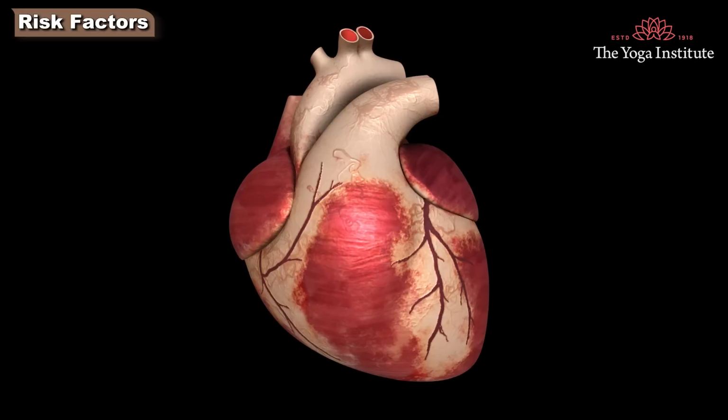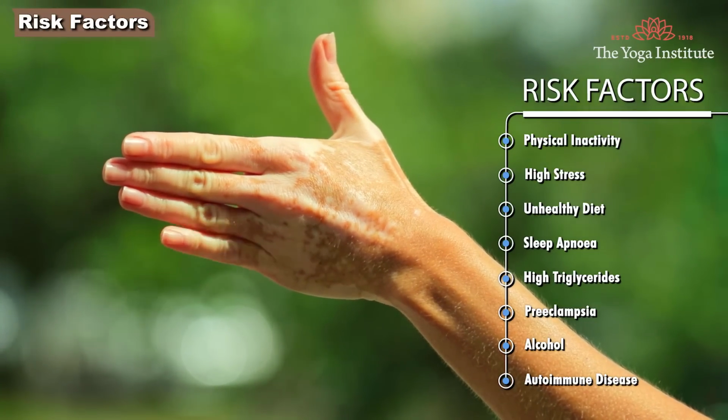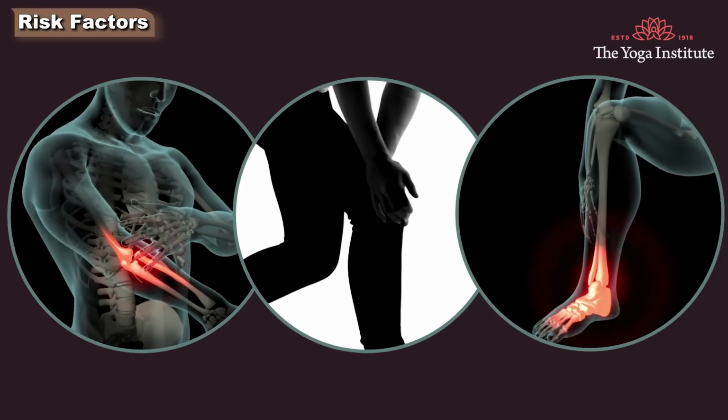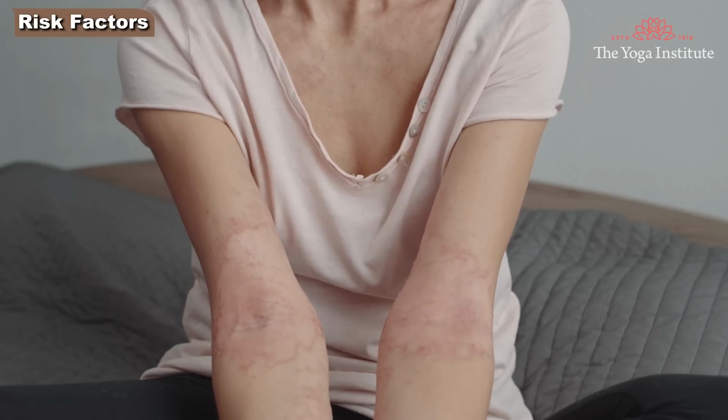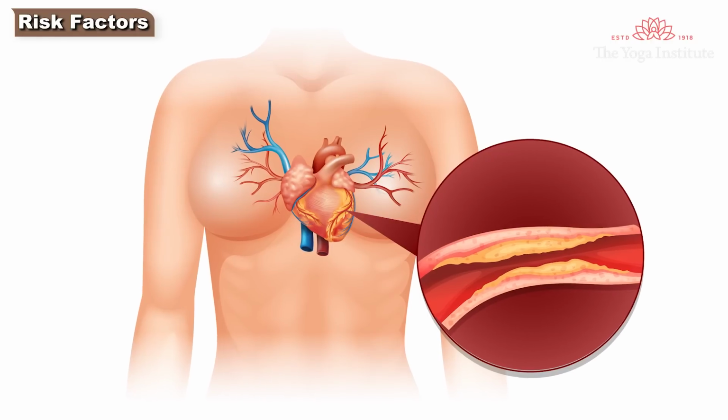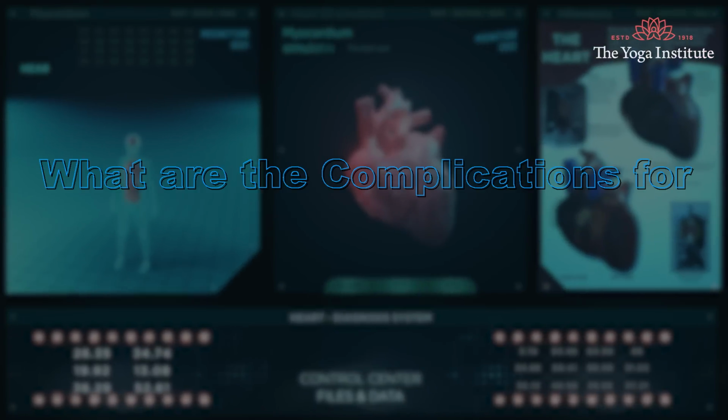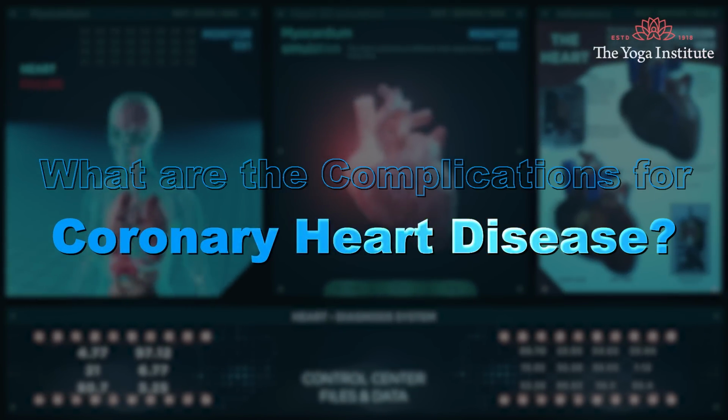Alcohol use. Heavy alcohol use can lead to heart muscle damage. It can also worsen the other risks of coronary artery disease. Autoimmune disease. People who have conditions such as rheumatoid arthritis, lupus, and other inflammatory conditions have an increased risk of atherosclerosis. So now, let's talk about the complications of coronary heart diseases.